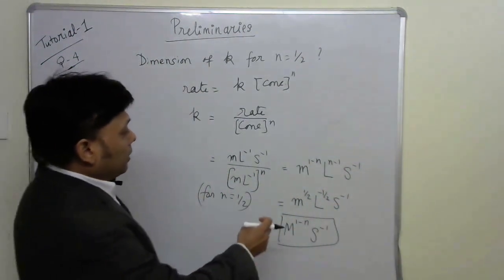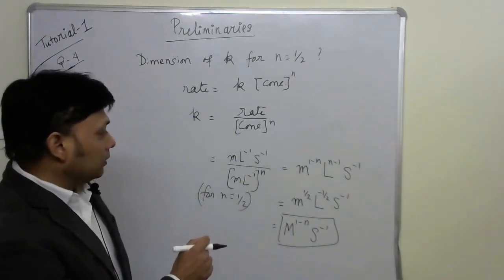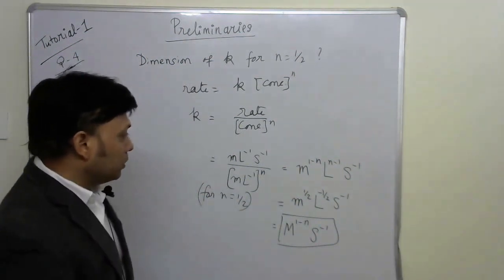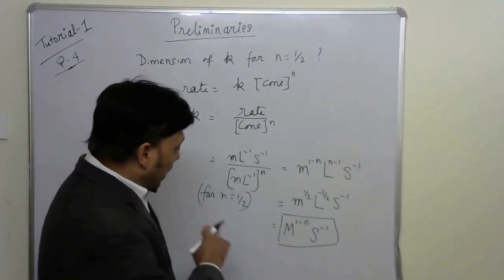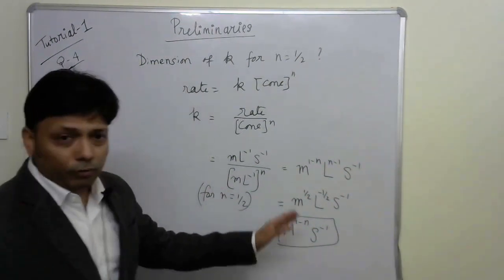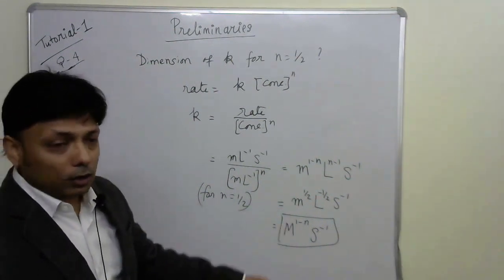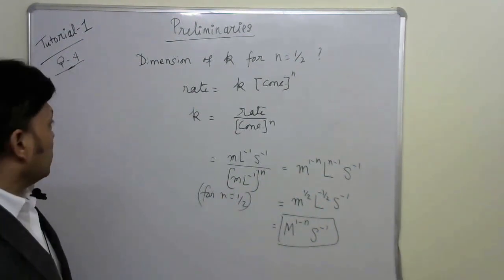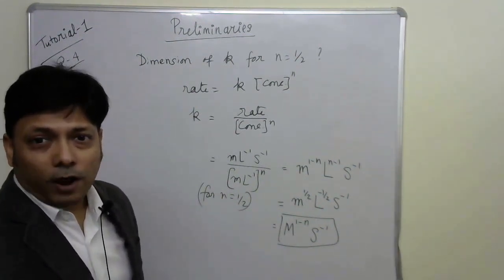You can verify this as well by putting n equal to 0, n equal to 1, and n equal to 2, etc., to verify that the dimension comes to the already derived dimension for the rate constants that we got during our lectures. Okay, so next we move on to question number 5.